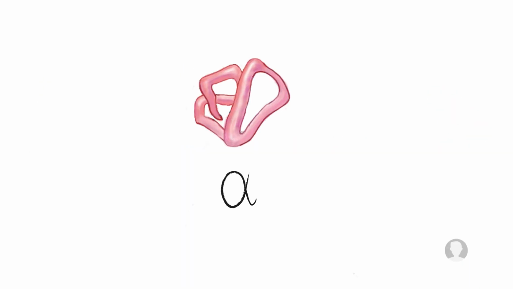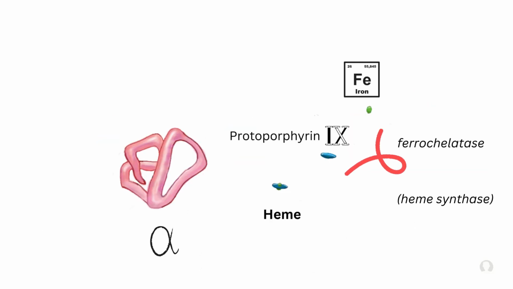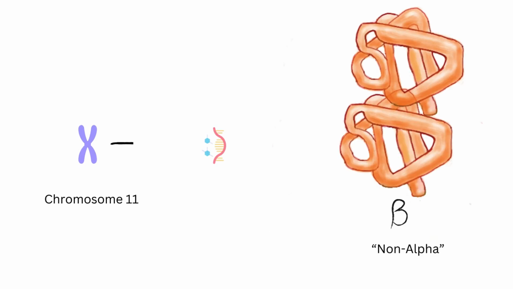Let's quickly look at the alpha globin chain. Ferrochelatase is an enzyme in these erythroid precursors in the bone marrow that chelates iron in its ferrous state to protoporphyrin 9, and this will form heme, which will combine later with the alpha globin chain, forming heme plus alpha monomer. Likewise, the beta globin chain.